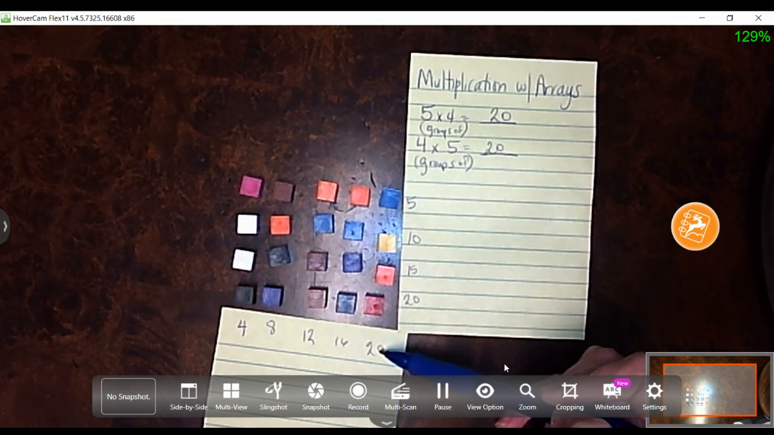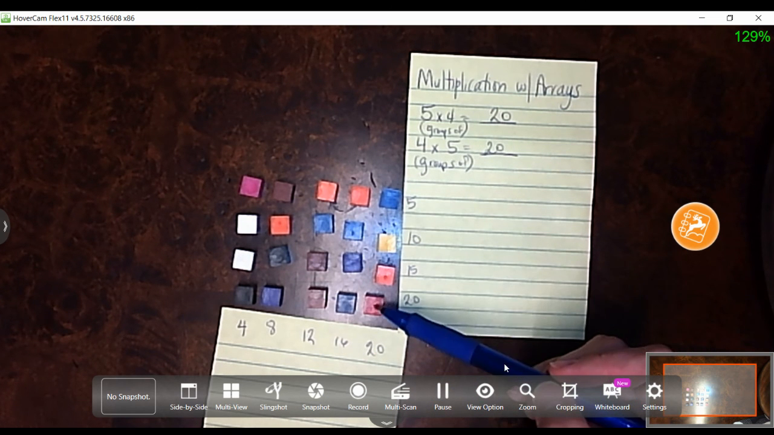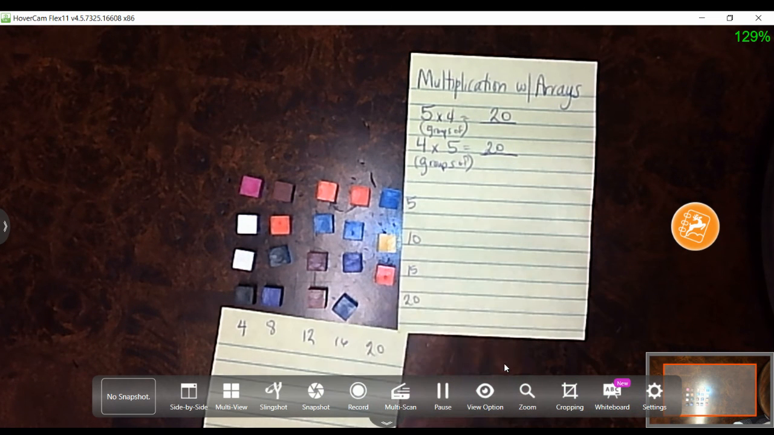Or you can do it this way as well. But you want to make sure you're using these arrays and make sure they are equal groups. If this one was missing, this is not a multiplication problem because multiplication has equal groups.